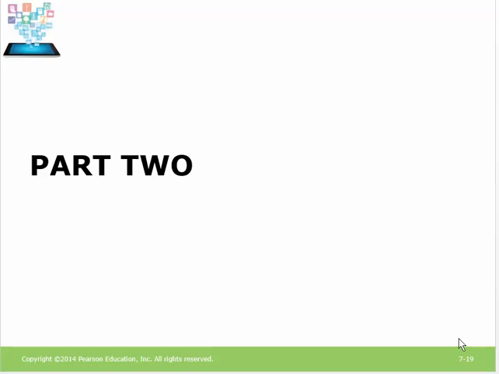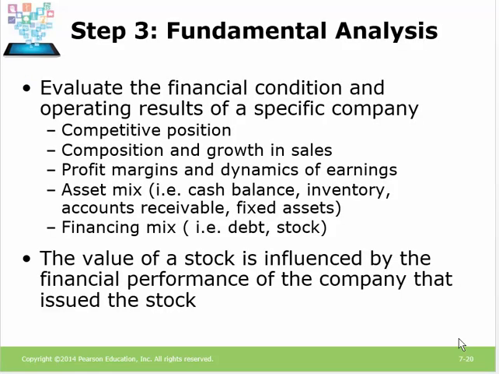So in part 2, we're going to concentrate more on the fundamental analysis piece. How do we analyze a company to get an understanding of its potential? So let's move on. We want to look at financial condition. We're going to look at some competitive positions. We're going to look at the composition and the growth of their sales. We're going to look at profitability, asset mix, financial mix. This all comes under a term referred to as financial analysis.